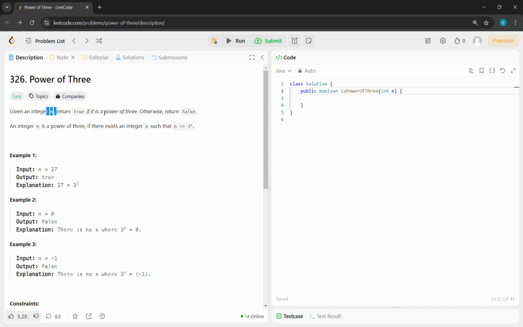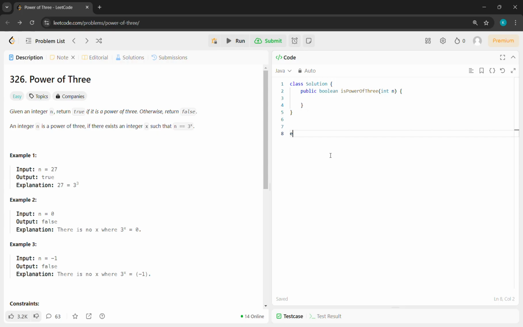LeetCode problem number 326. We have been given an integer n, and we are supposed to return true or false as a response. The condition is that we have to check whether a given number is a power of 3. If the number is a power of 3, then the expected output is true, else we are supposed to return false.